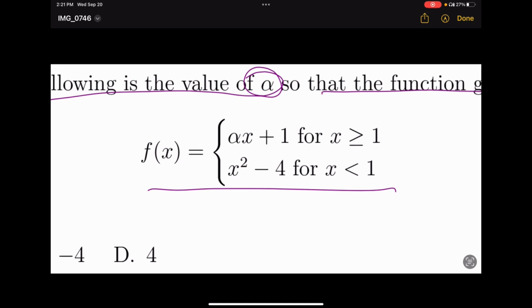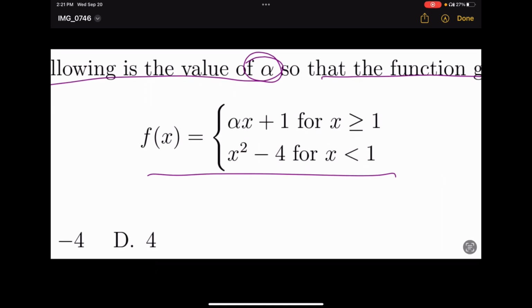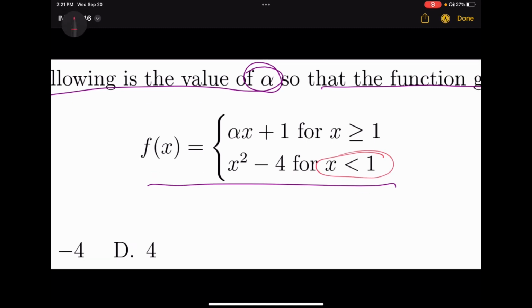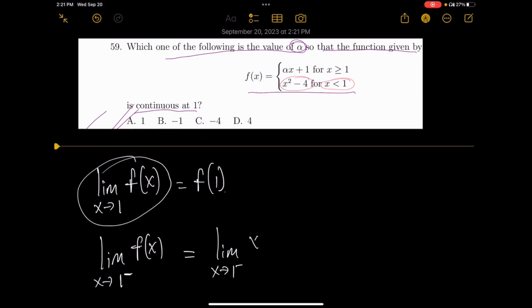F of x as we approach x from the left means a number slightly less than one. Since it is slightly less than one, what does f of x become? It becomes x squared minus 4, which would be 1 squared minus 4, which would be 1 minus 4, which would be minus 3.